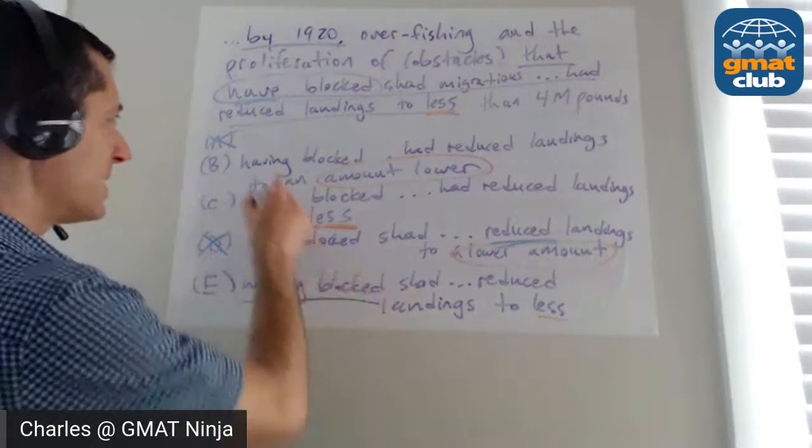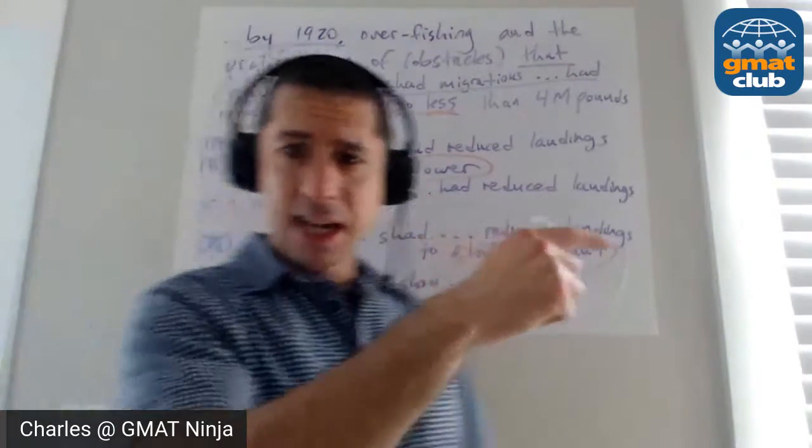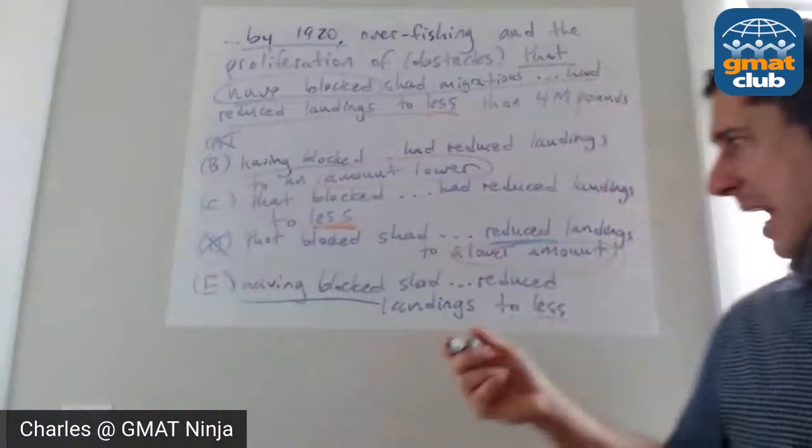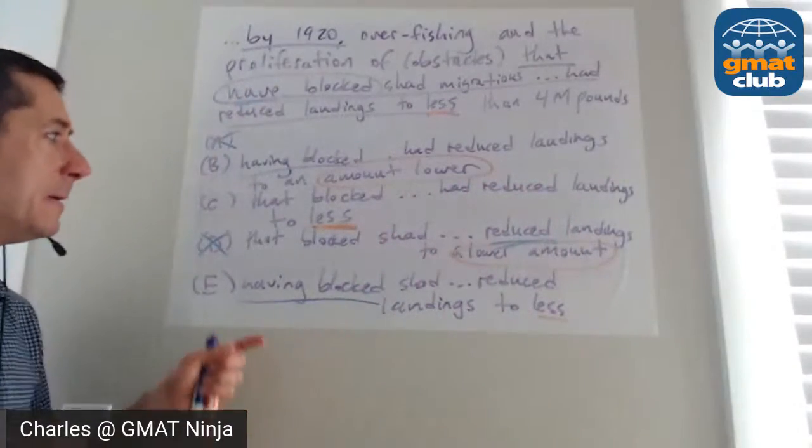I don't want to make too much of this having blocked thing. I'm also not making much of the amount lower. I don't love it. It's just a lot clearer to say less than 4 million pounds. I think that lower amount or amount lower isn't a great way to say it. I don't want you overreacting to that. Again, that starts to get us into the realm of sound. Don't want you overreacting to that part of it.